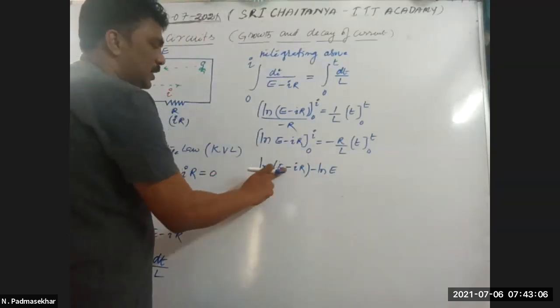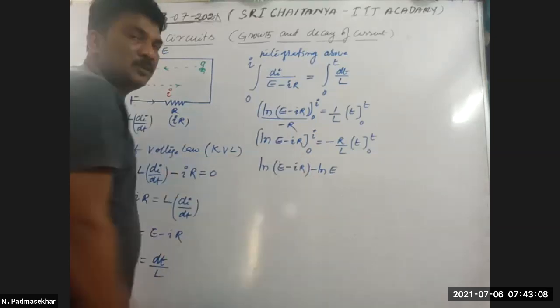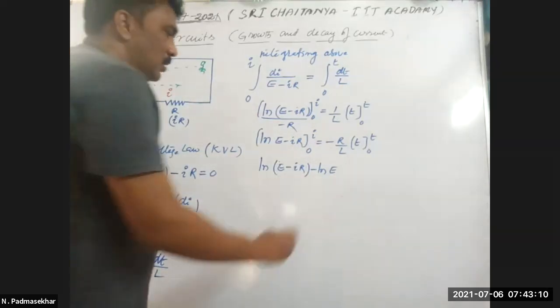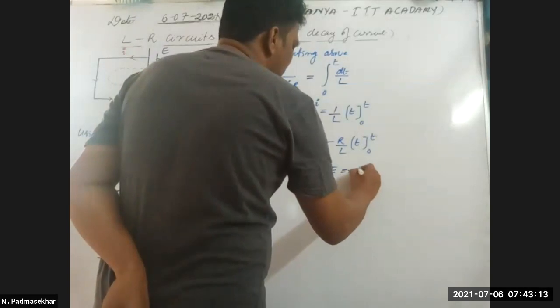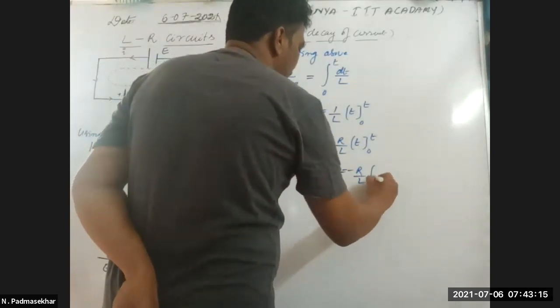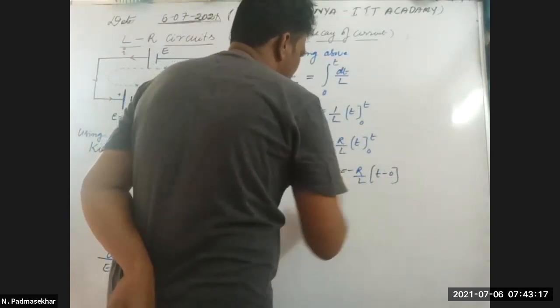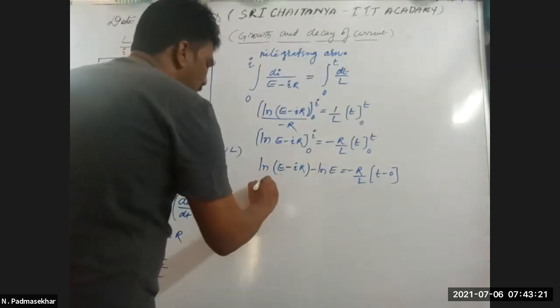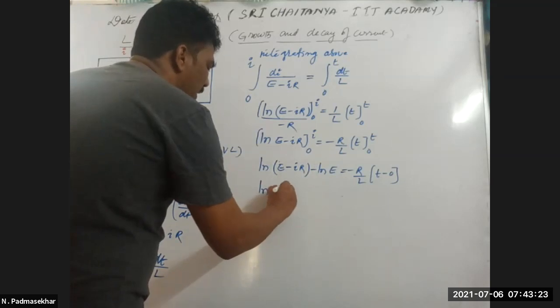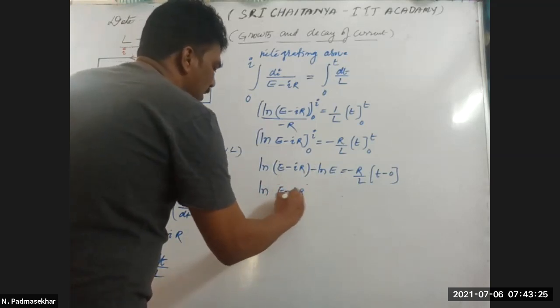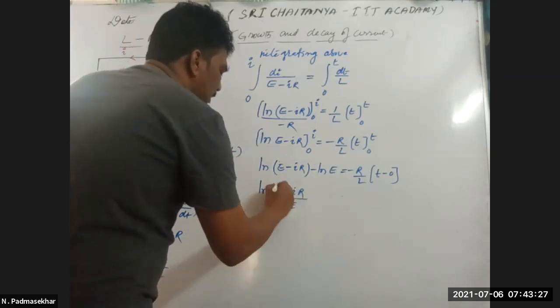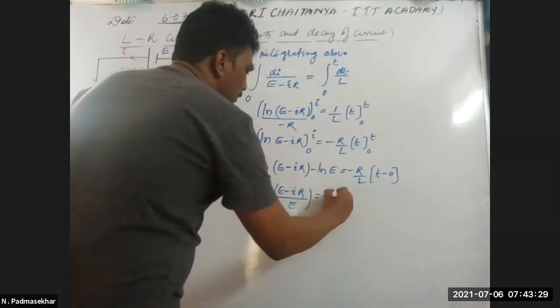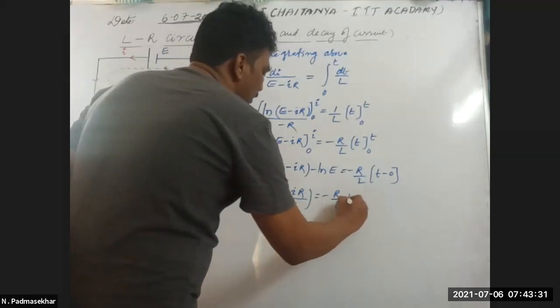Taking I is equal to I, we get E − IR. Taking I is equal to 0, we get ln E. So this is equal to −R/L into (t − 0). Now this is log A minus log B, which is log of A by B. So (E − IR)/E is equal to −R/L into t.